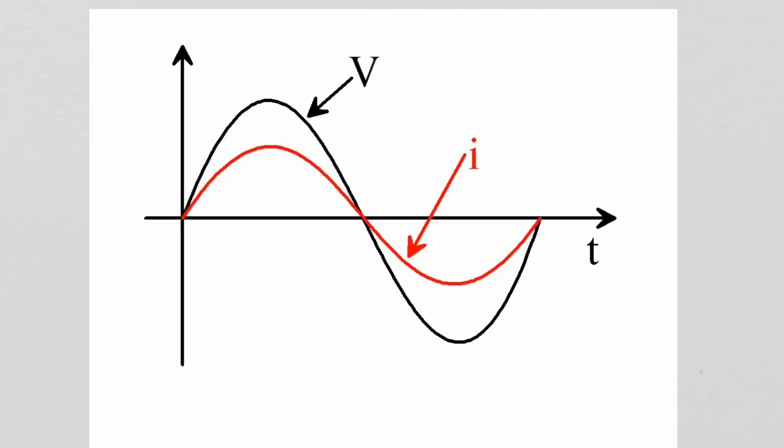You see that the voltage wave shape is sinusoidal, and importantly the current wave shape is in phase with the voltage wave shape, as seen here.